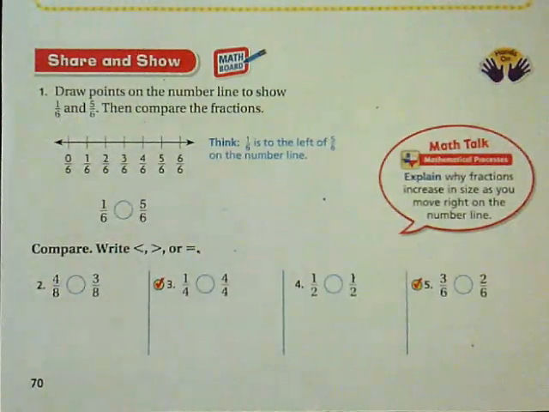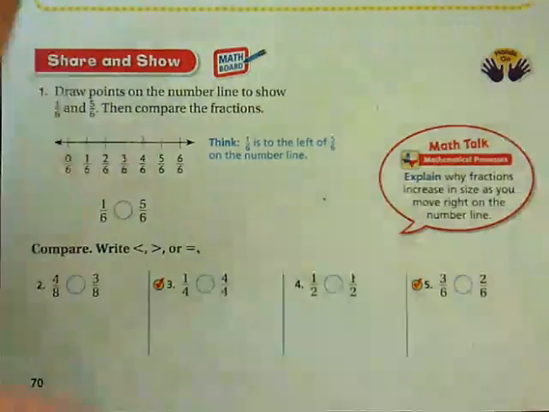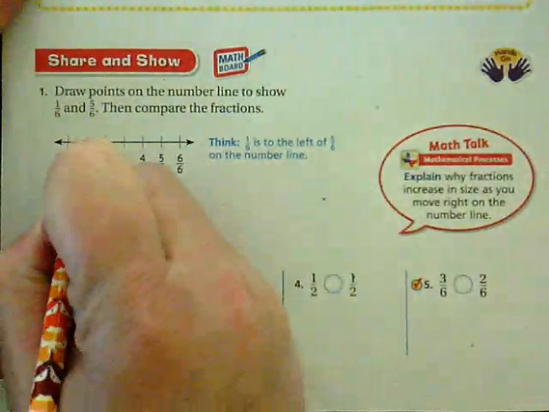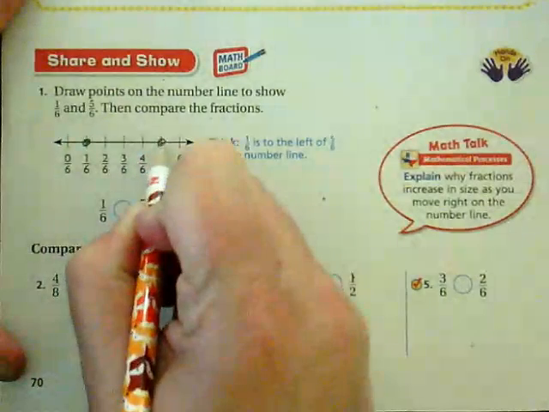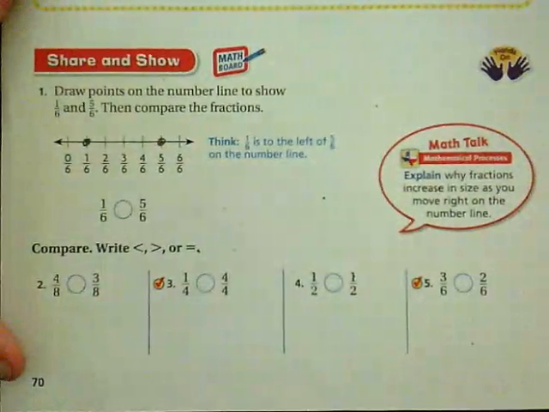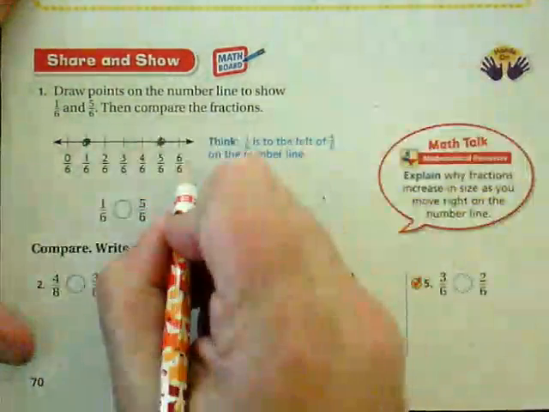All right, let's check your work. See how we did. Number one, draw points on the number line to show 1/6 and 5/6. Then compare the fractions. All right, well, here's 1/6. Here's 5/6. Which one of those is larger? The one on the right-hand side closest to 1.